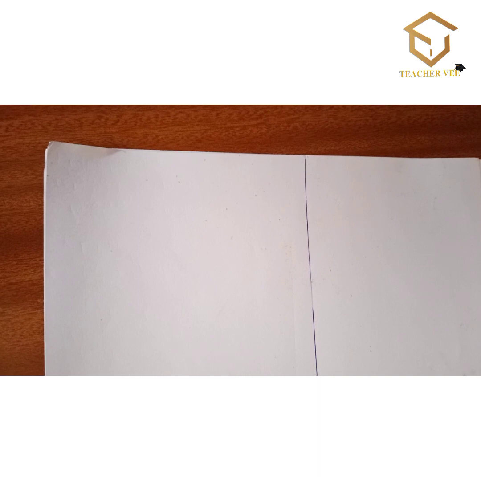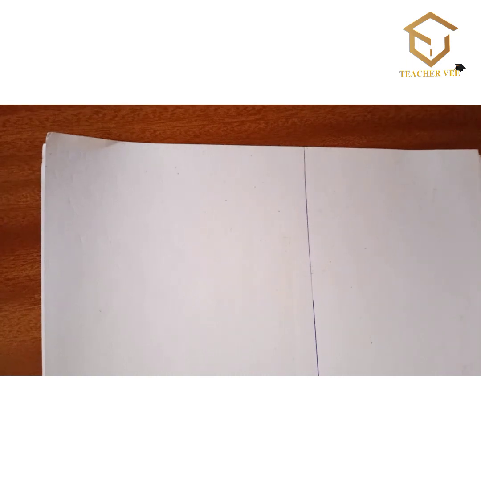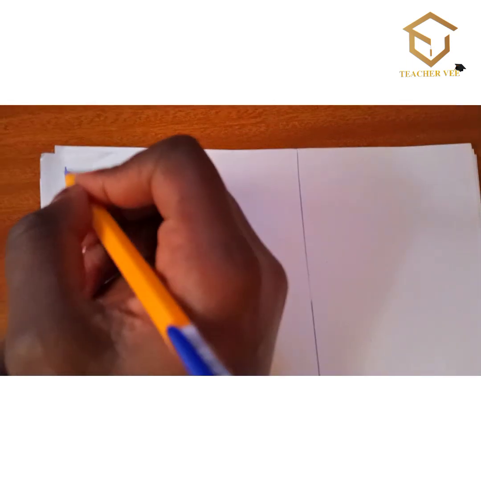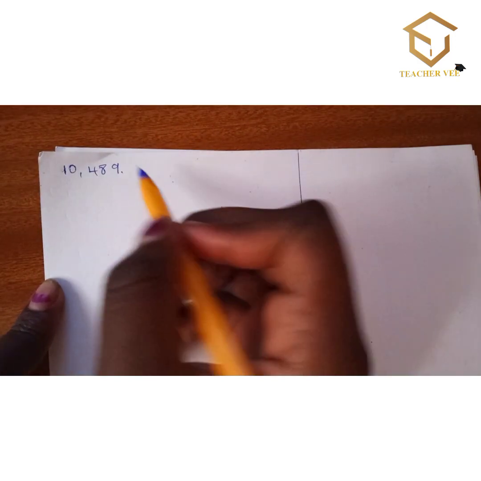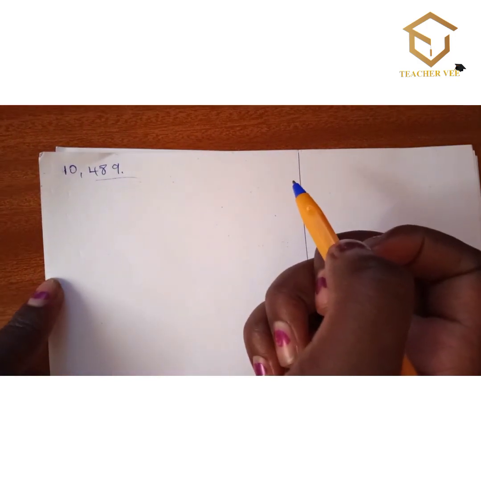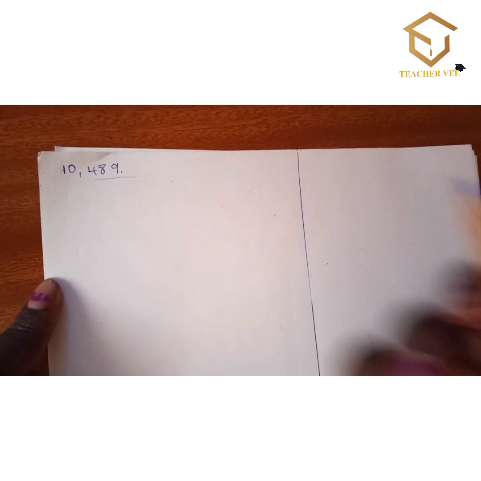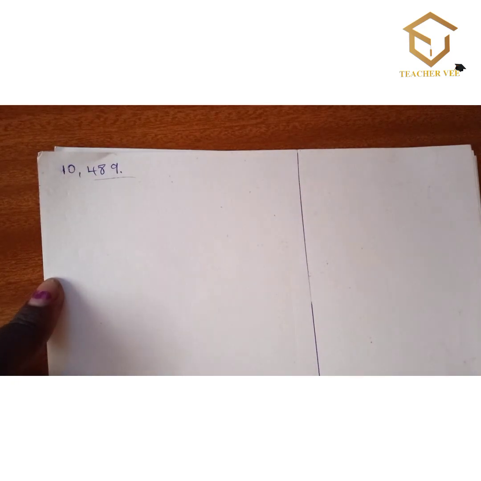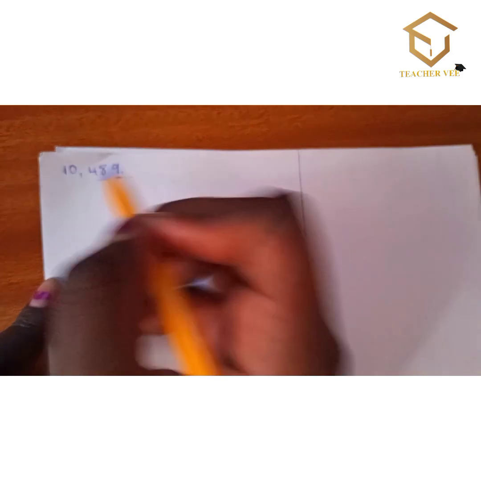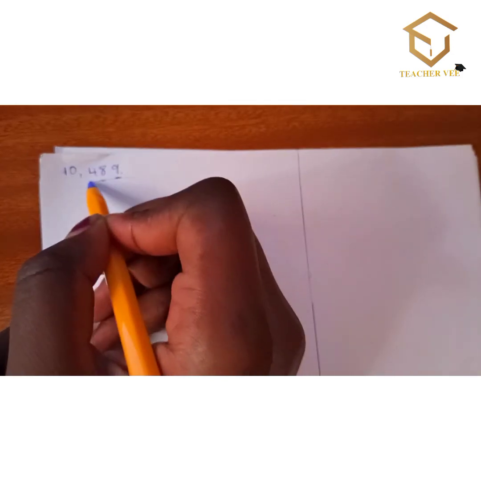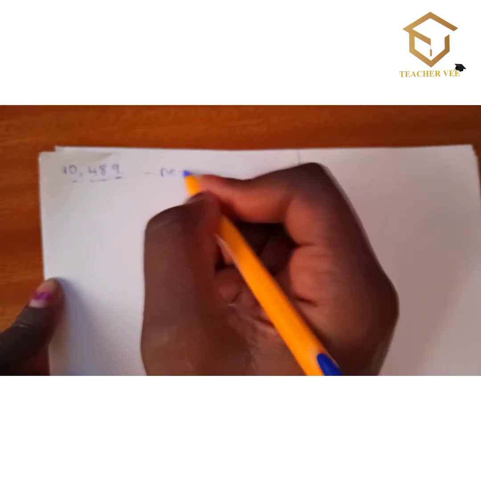Welcome to my class. Last time we talked about the natural numbers, and I left an assignment: 10,489. The instruction was that you are supposed to round off to the nearest thousands. So to the nearest thousand, you're supposed to know the place value of each digit. 9 is ones, 8 is tens, 4 is hundreds, and 0 is thousands. So it was to the nearest thousands.